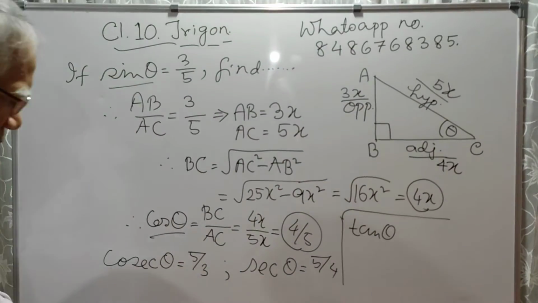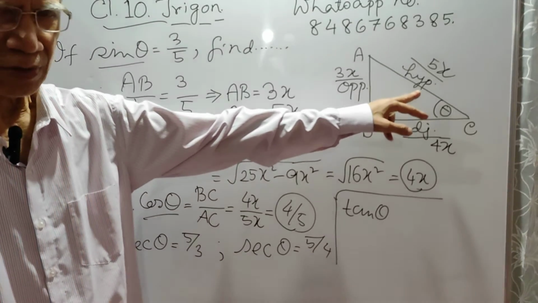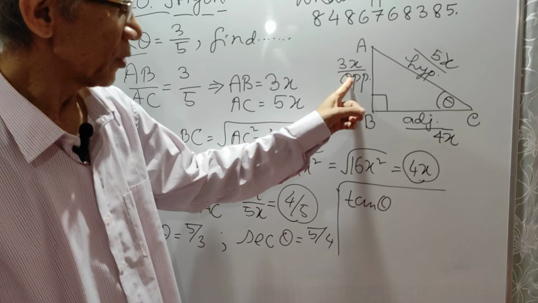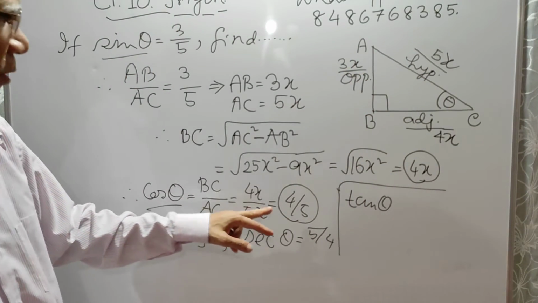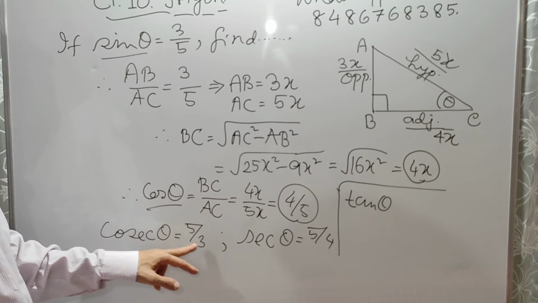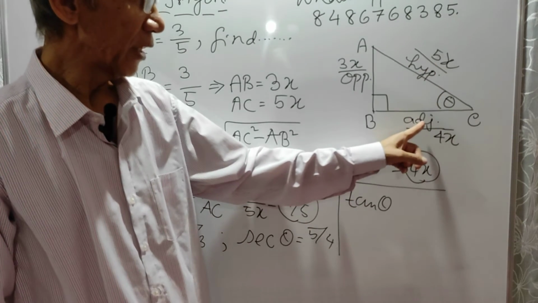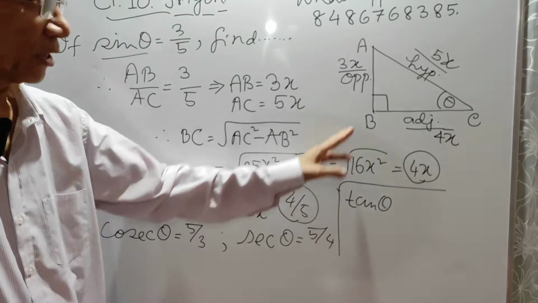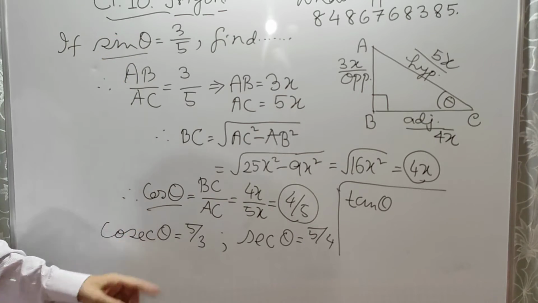Now these values, cosec and sec, we can find by using the triangle also, because cosec is what? Hypotenuse by opposite, that means 5x by 3x, that is 5 by 3. Cosec is 5 by 3. And then sec is what? Hypotenuse by adjacent, that means 5x by 4x, that is 5 by 4. So using the triangle also you can find it, and also you can find by using reciprocal.